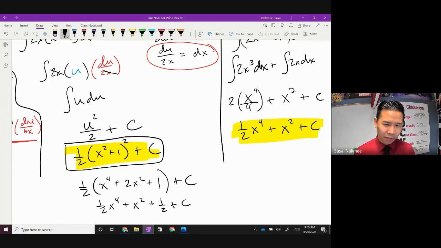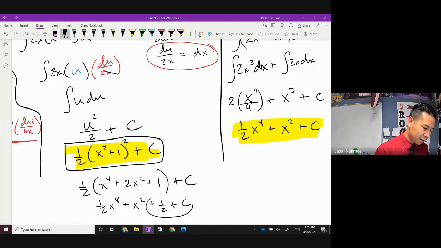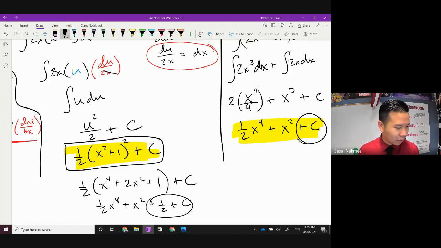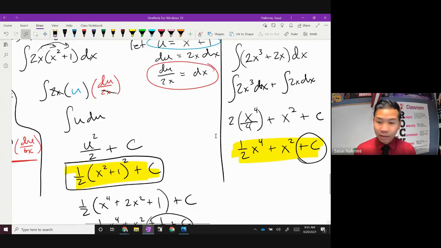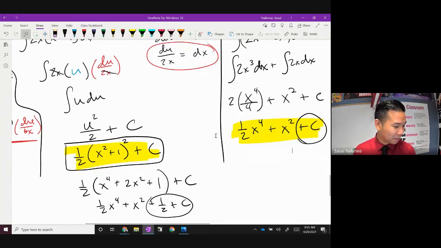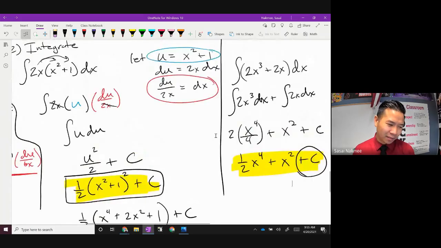Oh, this is where things get a little interesting to me. That doesn't look perfect, does it? But why is that? 1/2 plus c. Do you know what that is? It's a constant plus a constant. Do you know what a constant plus a constant is equal to? That's just equal to c. Yeah. That's weird, isn't it?